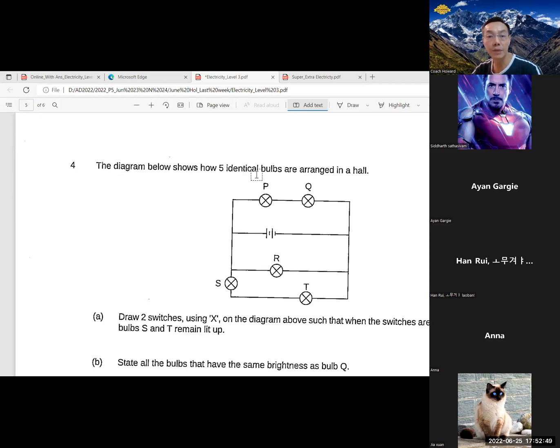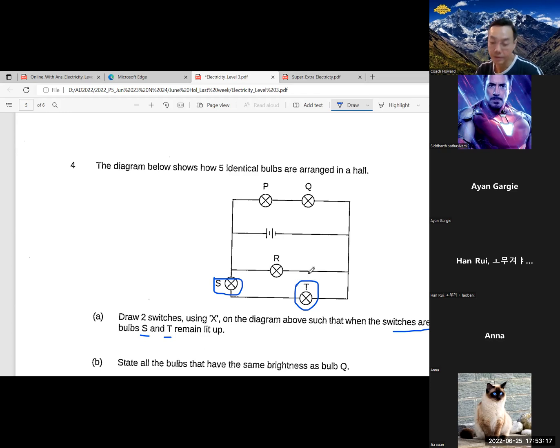Okay, the diagram below shows 5 identical bulbs arranged in a hall. Draw 2 switches using X, such that when the switches are open, only bulbs S and T remain lit. So this is S, right? This is T.